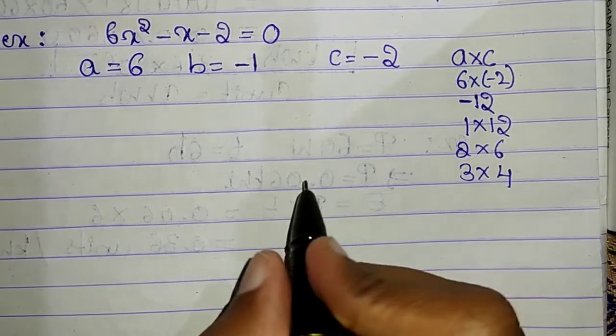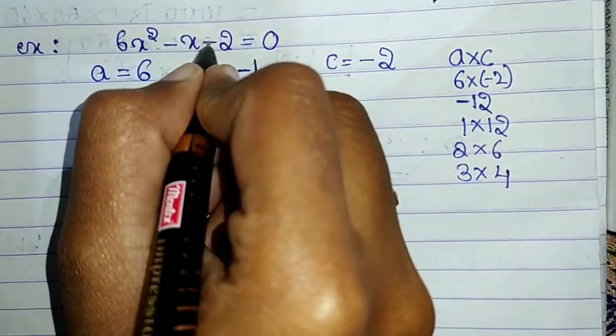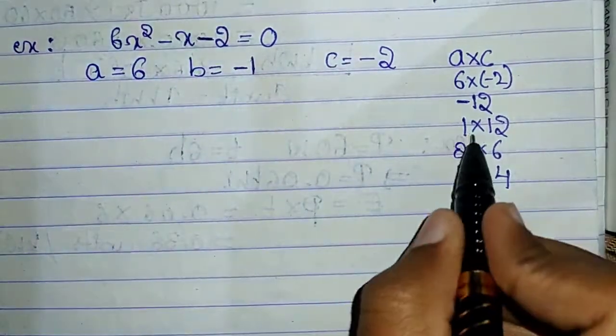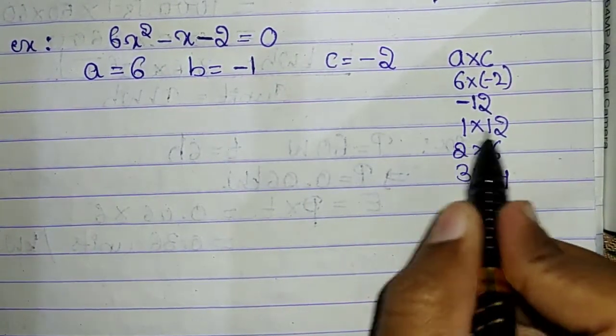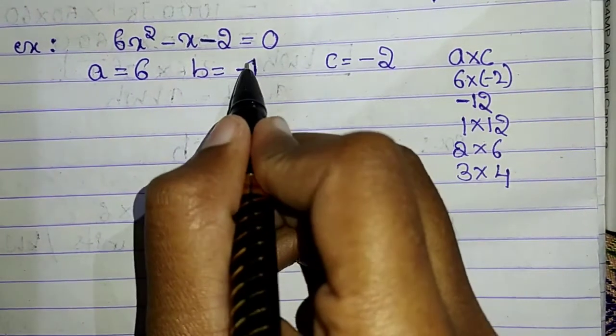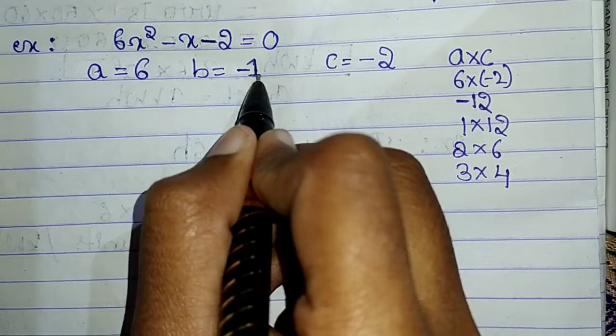Now, just like before, the sign before 2 is minus, so we will be subtracting our factors. Let us subtract each of these pairs of factors and see which will be equal to the middle term. Middle term is 1.